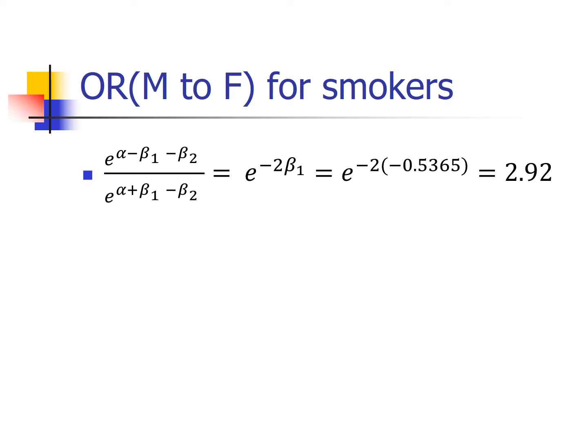odds ratio. But notice how I get it is not exponentiating the parameter variable, but exponentiating negative 2 times that parameter estimate. In this case, it was actually a beta 1 hat that I'm plugging in there. So my best guess for beta 1.